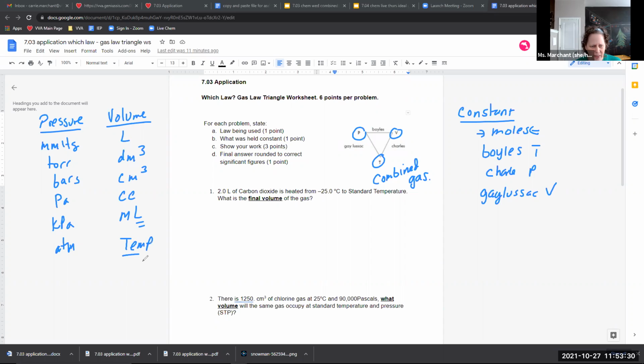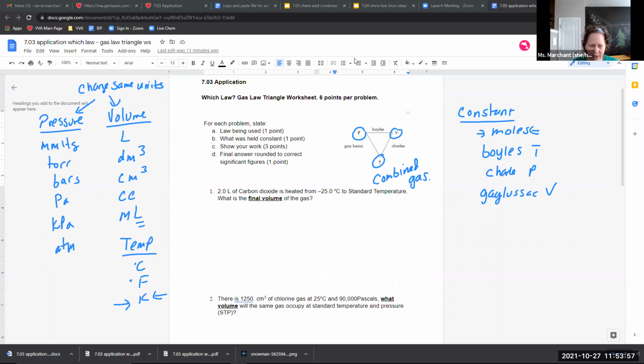And temperature: degrees C, degrees F, and Kelvin. Change everything to Kelvin so that you're making sure you're not going to have any conversion errors. So temperature, always change to Kelvin. If you get two pressures or two volumes, change to the same units so that you are comparing apples to apples. All right, so let's get started with the work.